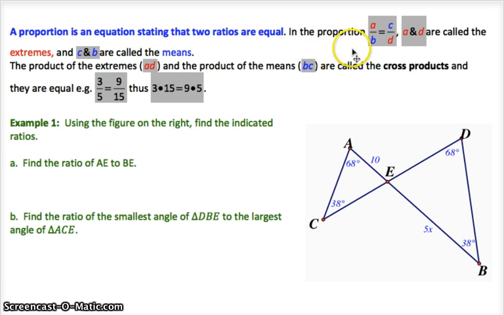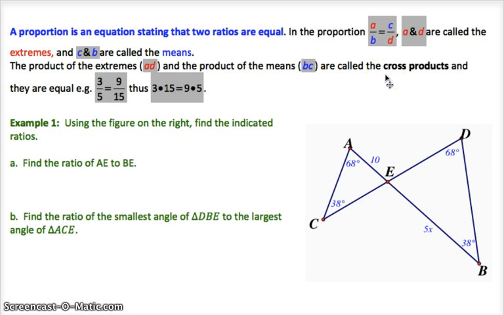Okay, next, the red things here we call the extremes, and the blue things here we call the means. Not terribly important to remember that. The thing is, you know this probably from 7th or even 6th grade. To solve this, if the fraction a over b equals c over d, you know the next step is what we usually call cross-multiplying. We say a times d equals b times c. Sometimes I call it cross-product.